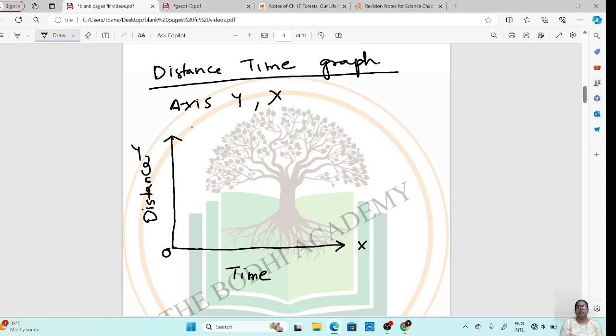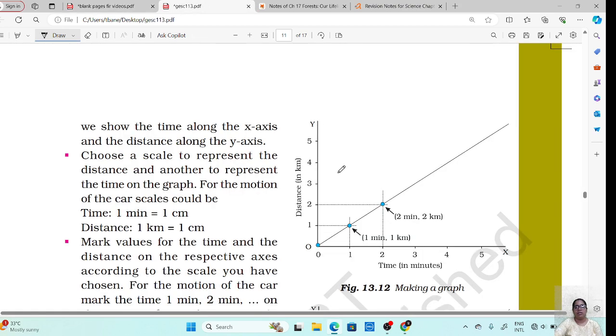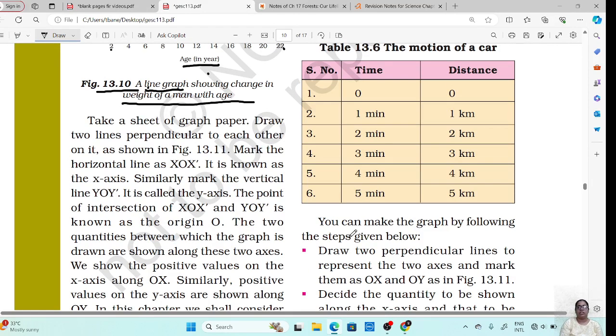Then we have to see the units or the readings which are given, which we have to represent using the distance time graph. So here, see. The car is traveling in 1 minute 1 kilometer. In 2 minutes it is covering 2 kilometers. So this is how we will have to also write it in the graph. That is called the units.